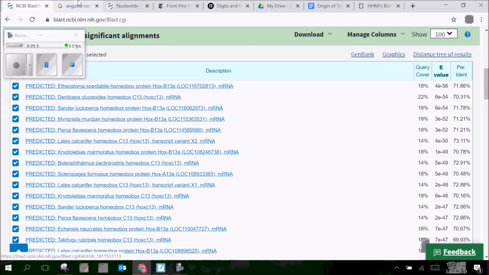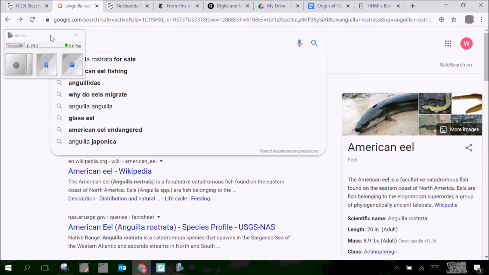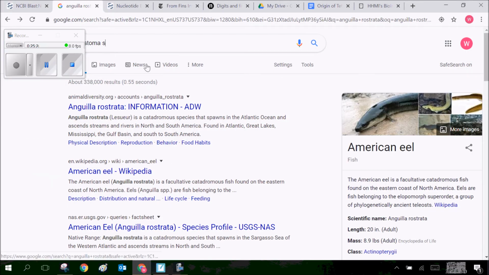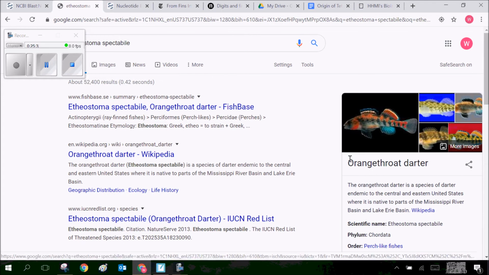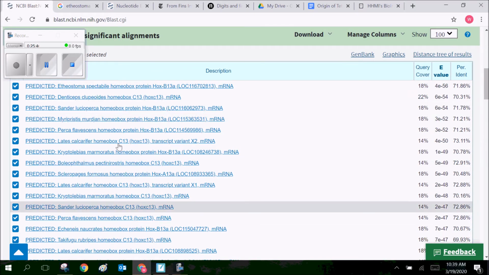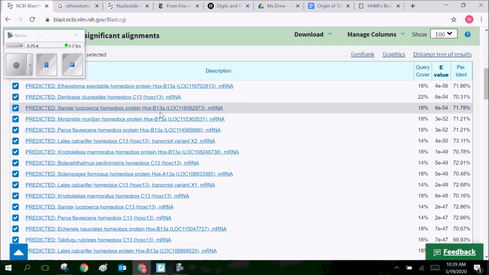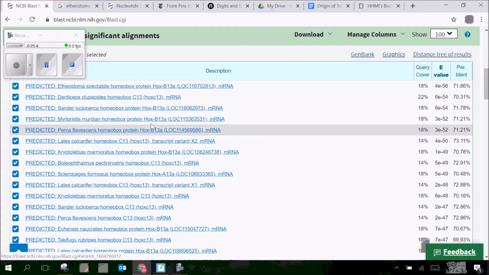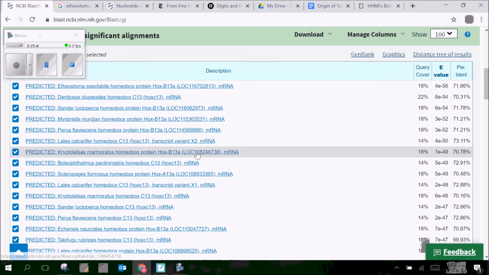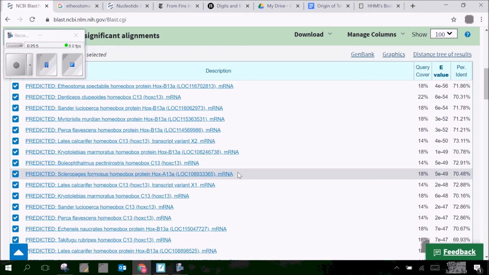Etheostoma spectabile. Lo and behold, it is the orange throat darter. Okay, so we can see that all of these are fish over on the left-hand side, and it's describing what genes it was comparing to. We can see that some of these don't say D13, not all of them will. Some will say C13 because maybe that's the closest gene that they have.